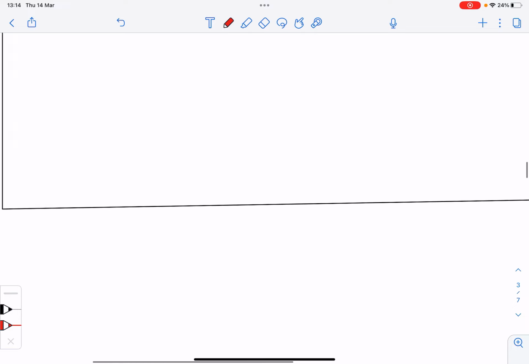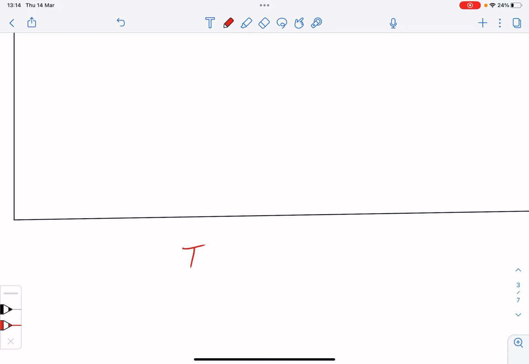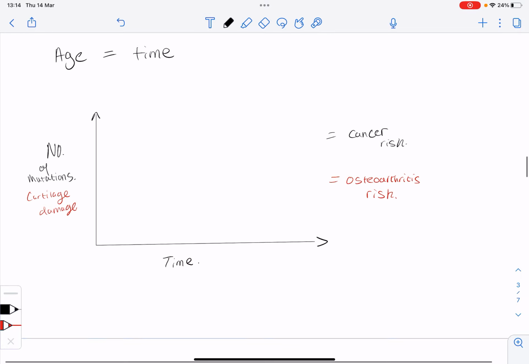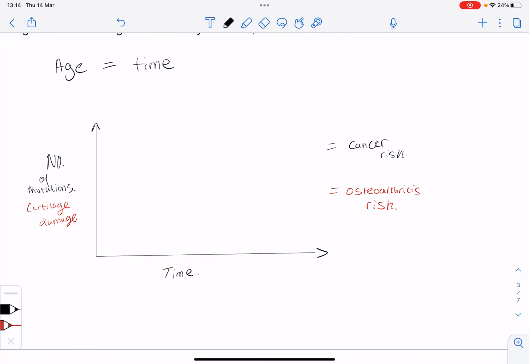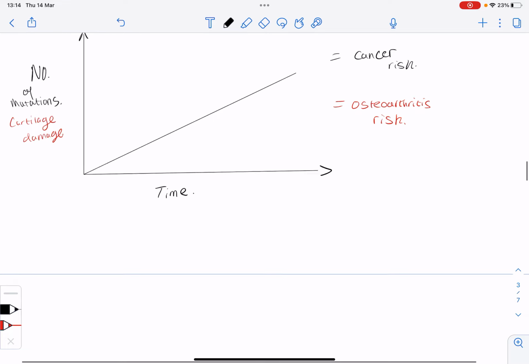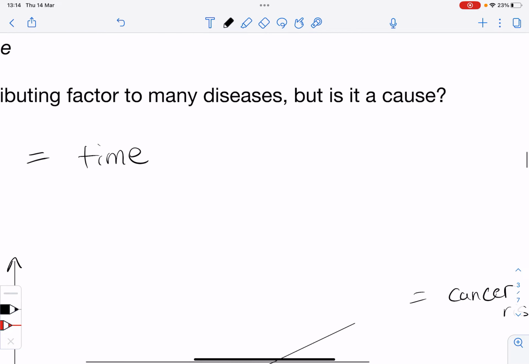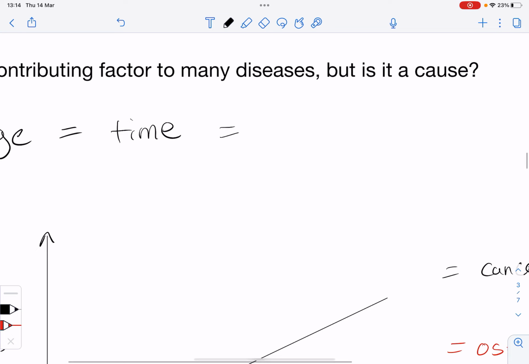Oh, sorry, I need to label my x-axis here. So time, or otherwise known as age, over a period of time, the longer we live, the more mutations we start to accumulate, and therefore our risk of obtaining osteoarthritis or cancer increases. So again, time also means accumulation.